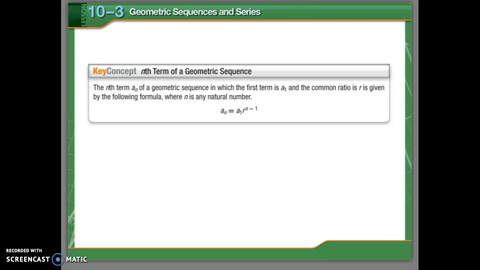All right, we're in Chapter 10, Lesson 3 today, and we're going to be talking about geometric sequences and series. We're going to start off with a key concept for how to define or find the nth term of a geometric sequence. To find any nth term, you take the first term and multiply it by the common ratio raised to the n-1 power. So if you wanted to find, for example, the 10th term, you'd be raising it to the 9th power because you're doing the term minus 1.